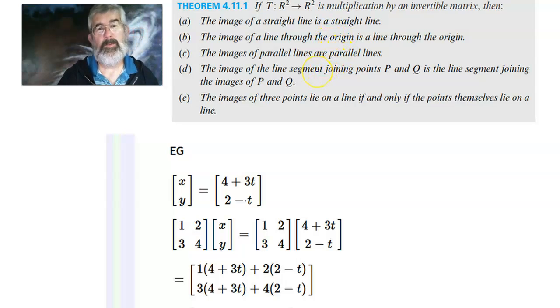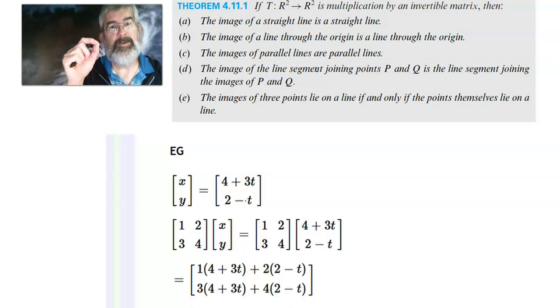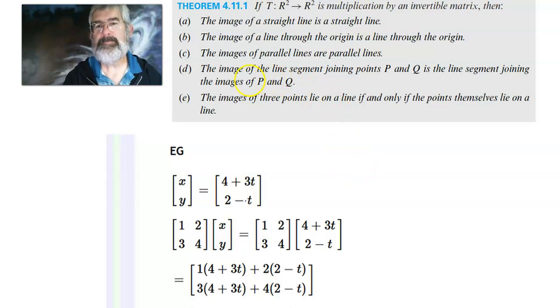Well, we know that under any matrix transformation, the origin goes to the origin. So if the original line contained the origin, then that point at the origin is going to be sent to the origin, right? So it'll still be a line through the origin.